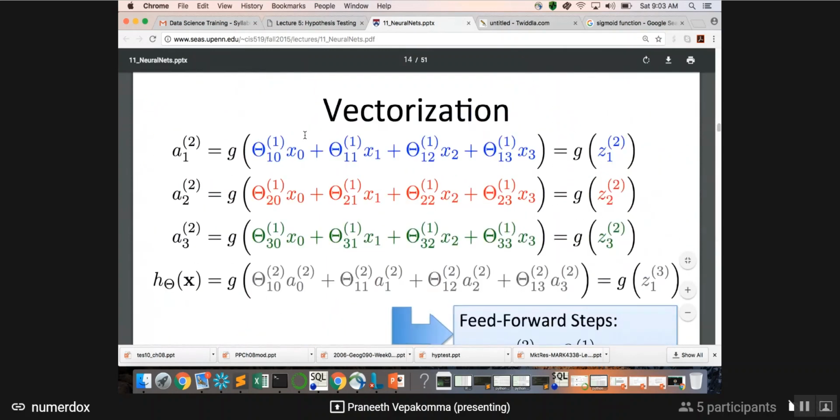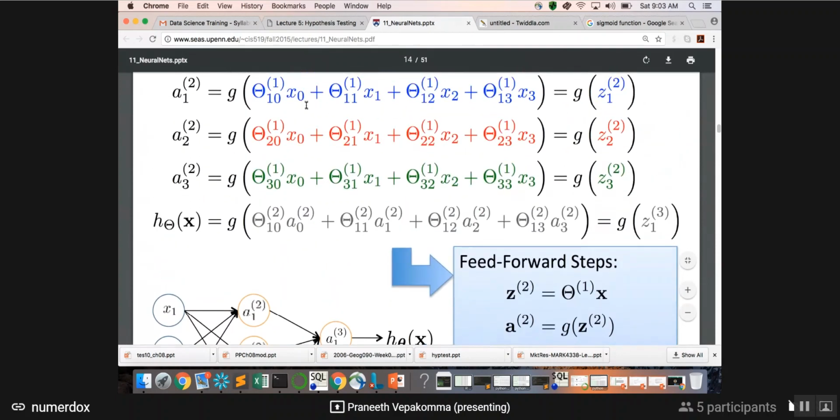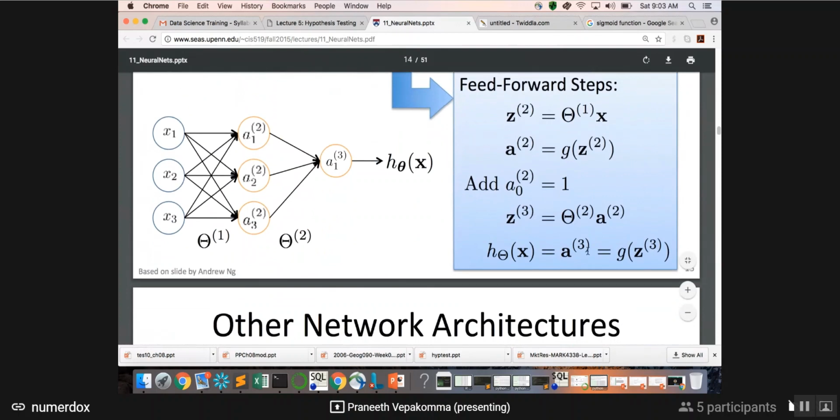Okay, this is a vectorization step. This is from a coding perspective. How do you write these in matrix form? All these equations, which are the same thing we discussed in the previous slide, can be written in a nicer, better way in this form.